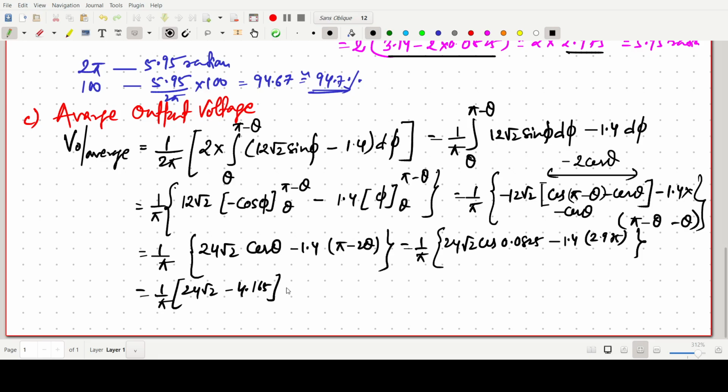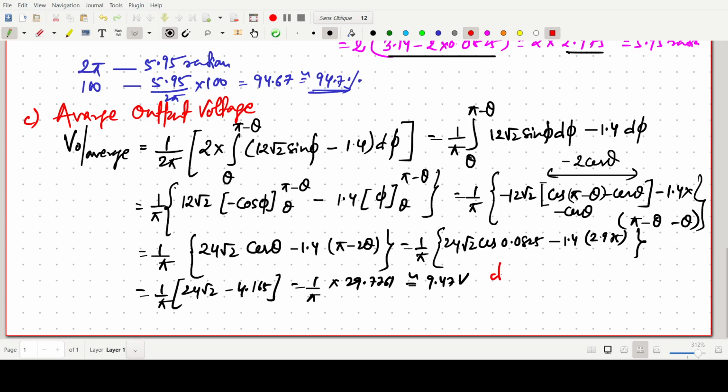This will be 4.165. Okay, so this value will be 1 by pi. If you solve, 29.7761, and it will come nearly 9.47 volt if you solve this one. Okay, so this one is the V naught average voltage.